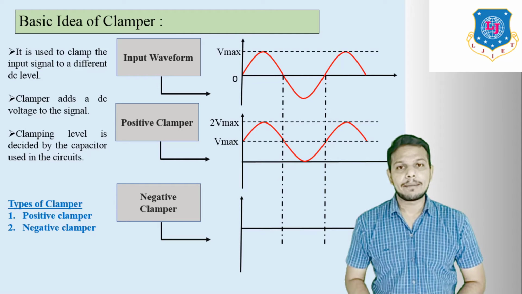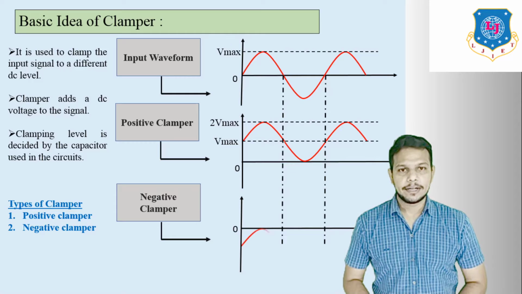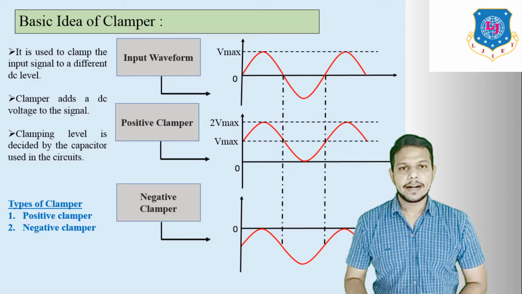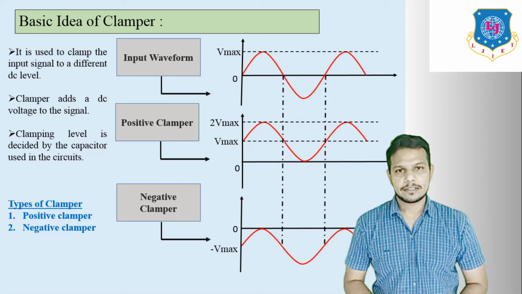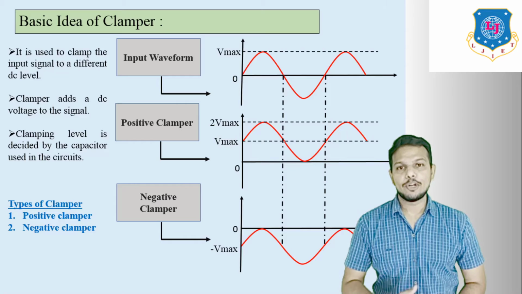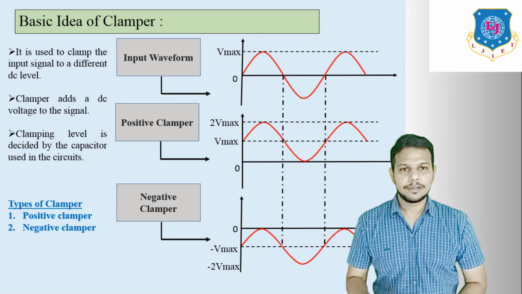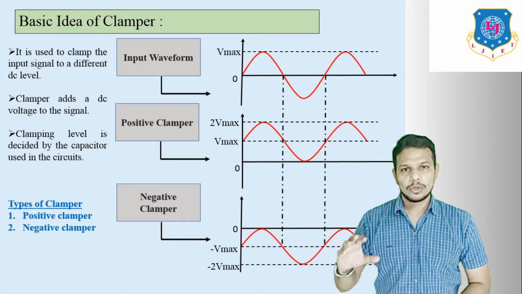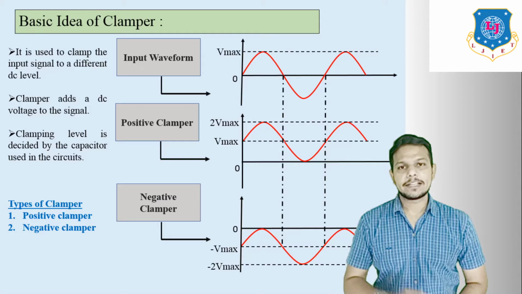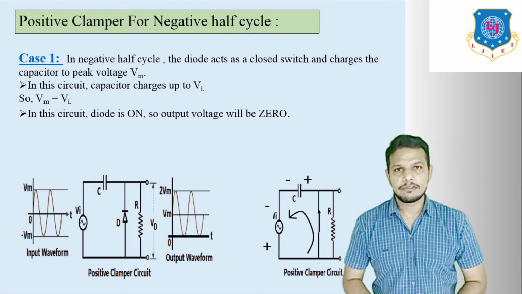If there is a negative clamper, then your waveform is shifted downward. Here we can see it is a negative clamper. Here where the waveform starts is minus Vmax, and the maximum value of this waveform is known as minus twice Vmax. So in this lecture we are discussing the positive clamper. Let us start with the positive clamper.